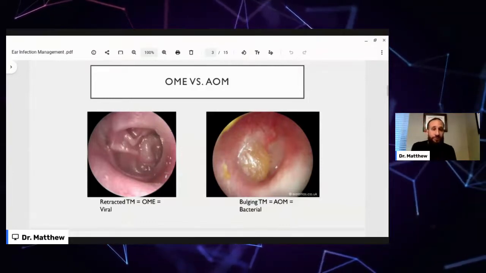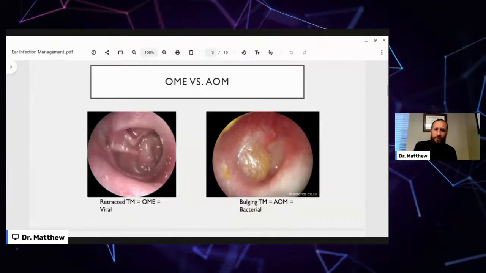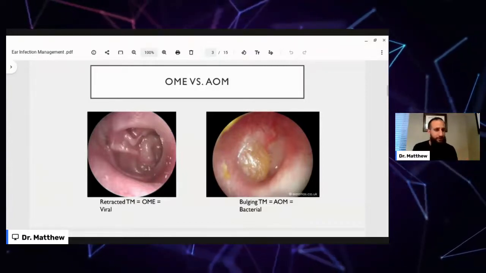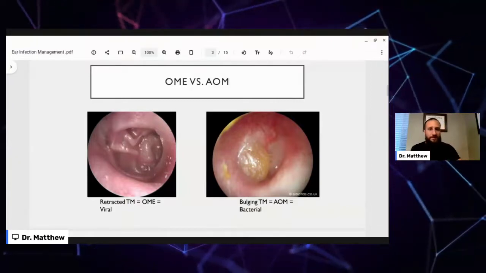The other side is a bulging tympanic membrane. So again, you can't really see the bones at all, and you can't even see that clear tympanic membrane itself. It's just too bulging. That's more of a bacterial infection.